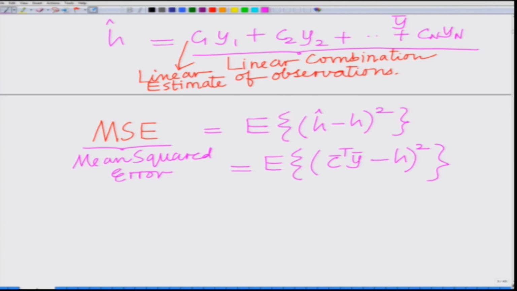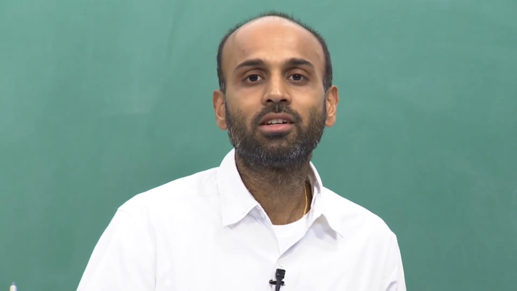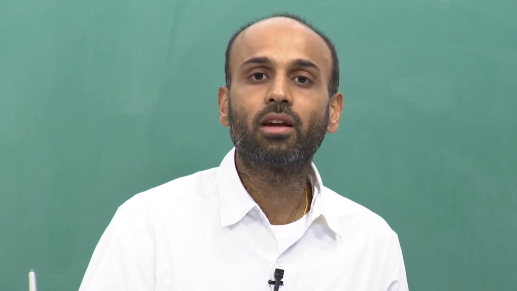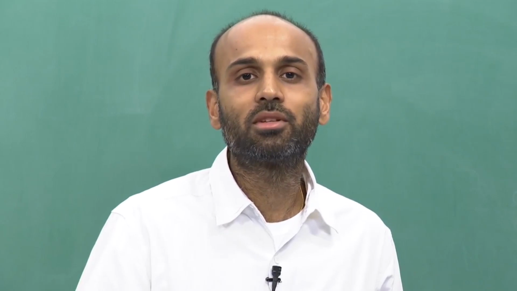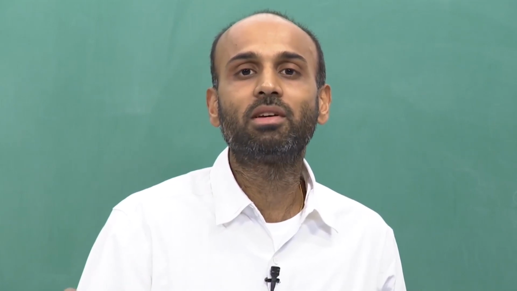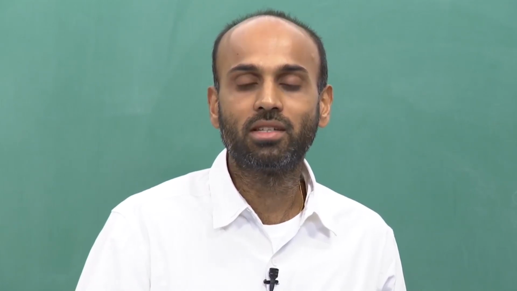Now, what is the key? Basically, the idea is we have to find this vector C bar such that this mean squared error is going to be minimized. That is going to give us the MMSE, the minimum mean squared error, and this is also linear in the observation vector y bar. So, together this becomes the linear MMSE estimator, which is the reason this is known as the LMMSE estimate.